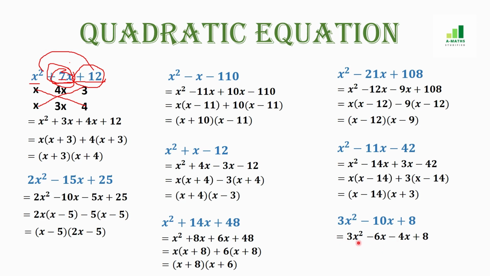Now I will divide this expression into two groups. First group is 3x square minus 6x and second group is minus 4x plus 8. Now I will take common from the first group. So I will take 3x common from this group, then x minus 2 will be the remainder. Now I will take common minus 4 from this group, x minus 2 will be the remainder. Now I will take x minus 2 common from this expression, then 3x minus 4 will be the remainder, and this is the factor of this equation.